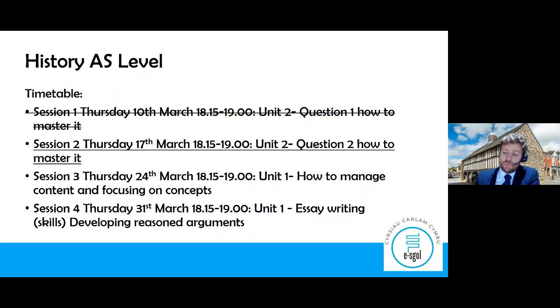Just a heads up in terms of where we're going for the future weeks. Next week, we'll be looking at how to manage the content and focusing on the concepts within Unit 1. And then the week after, looking at specific techniques to help you writing your essay or planning your essay, which obviously feeds in to writing.